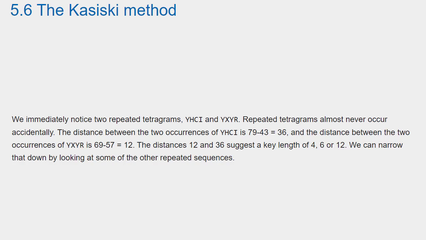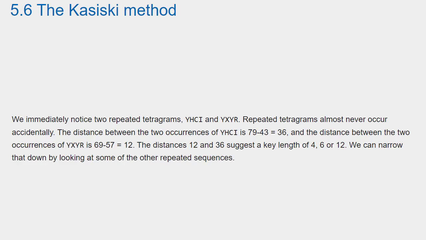We immediately notice 2 repeated tetragrams, YHCI and YXYR. Repeated tetragrams almost never occur accidentally. The distance between the 2 occurrences of YHCI is 79 minus 43 equals 36, and the distance between the 2 occurrences of YXYR is 69 minus 57 equals 12.